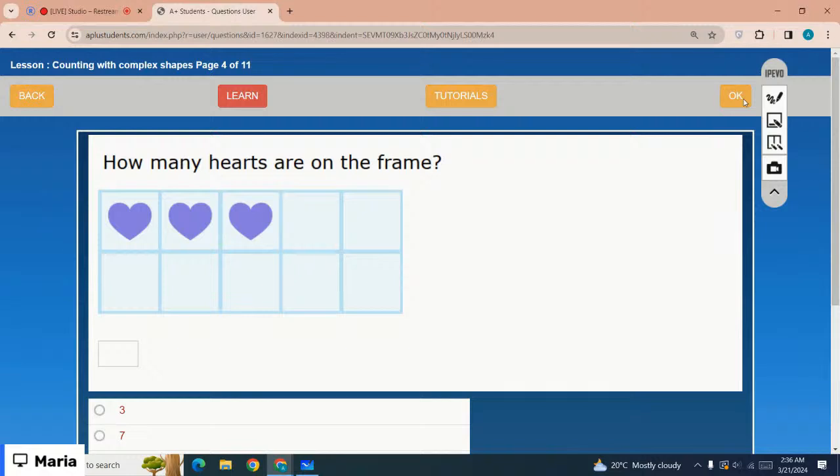How many hearts are on the frame, which is the correct option? There are only 3 hearts. The correct option is 3.